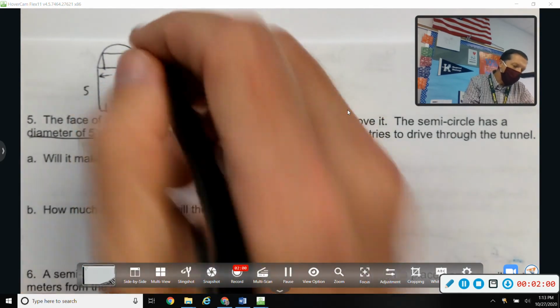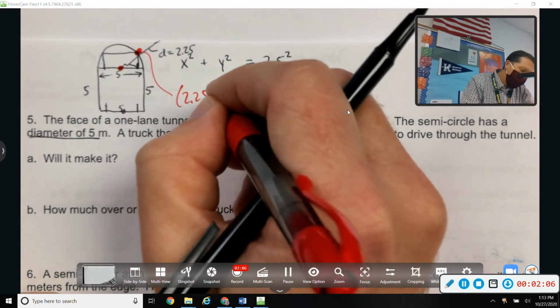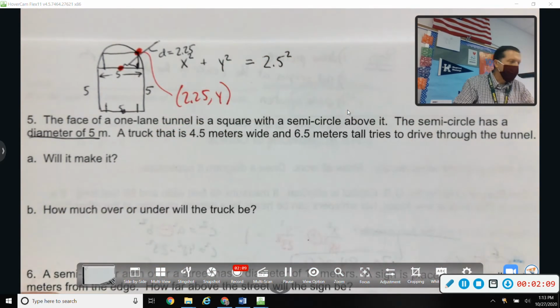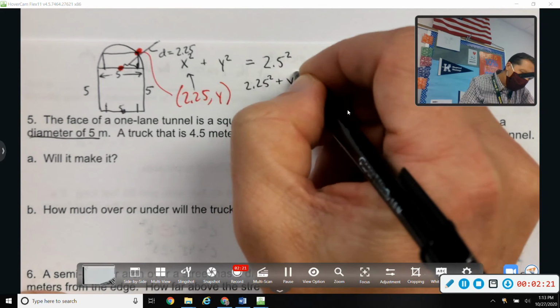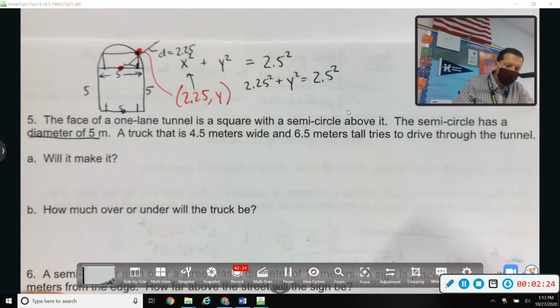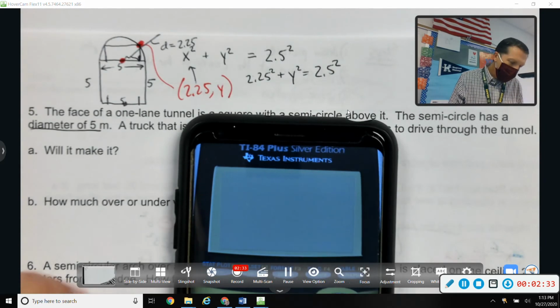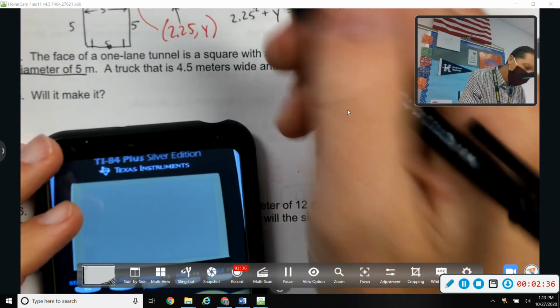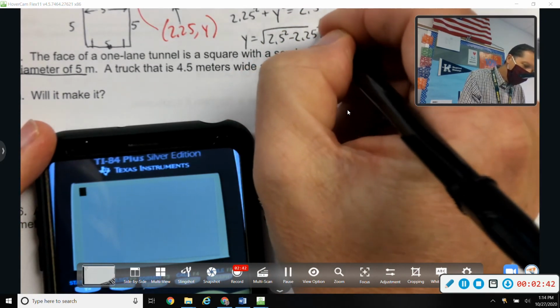I would like to know how tall the opening is right there at 2.25 comma, don't know what y is, but that height is what will determine whether he makes it or not. So let's plug 2.25 in for x and figure out what y is. Show a little bit of work here. So y would be the square root of 2.5 squared minus 2.25 squared.